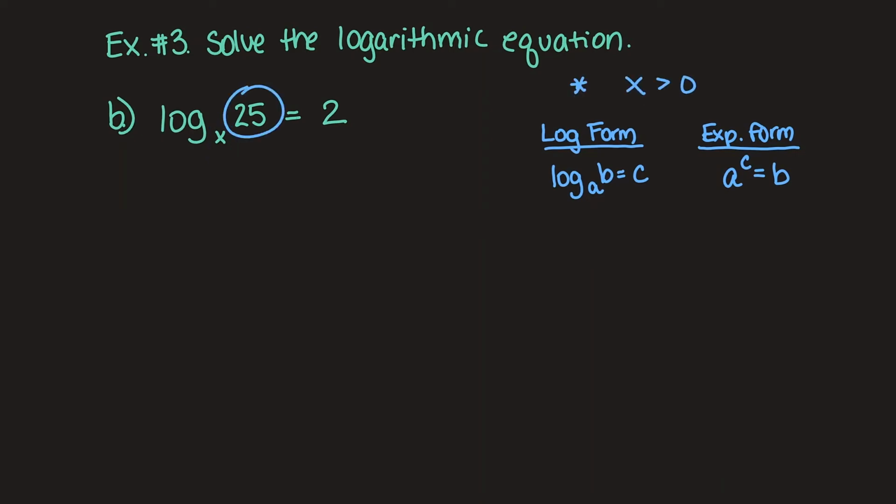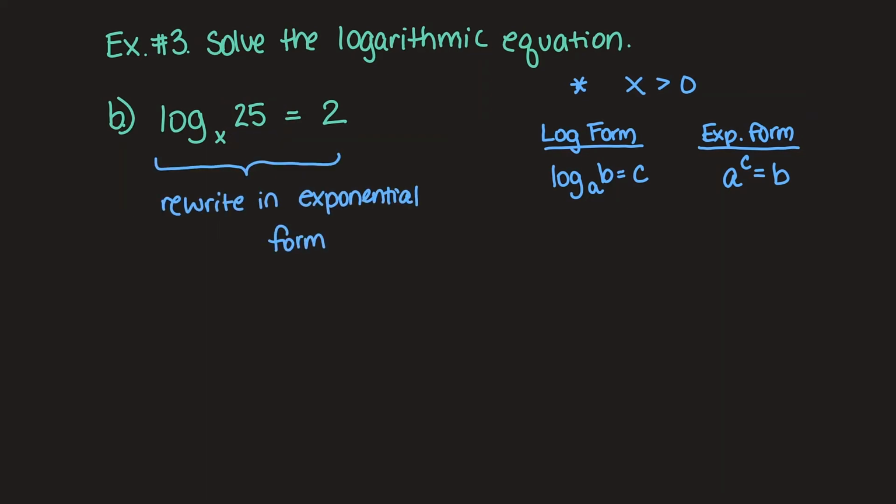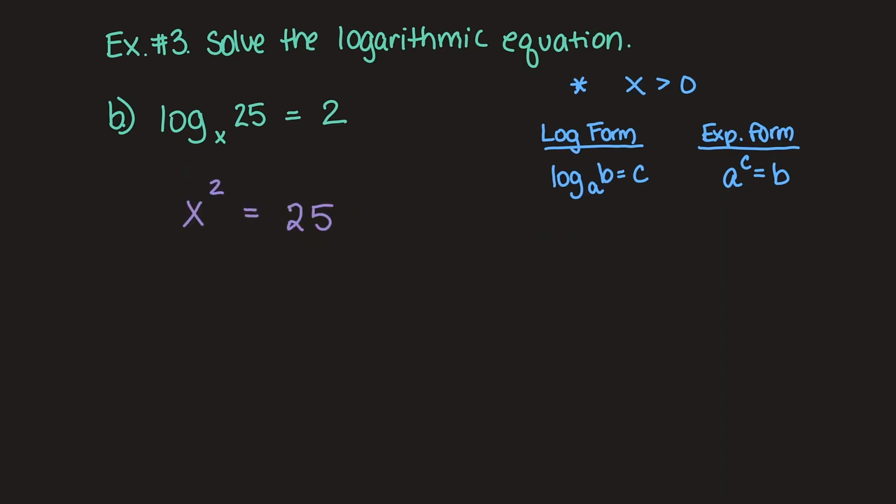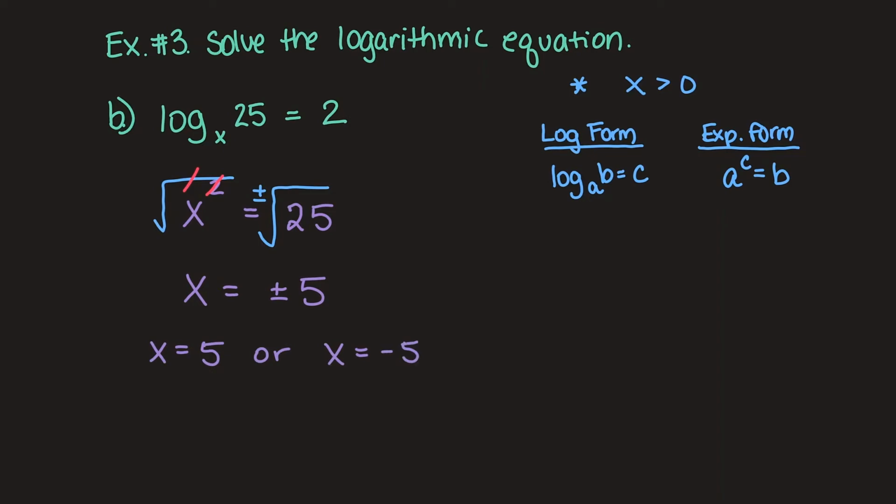The input of the log is greater than 0, so this condition is satisfied. Now let's rewrite this in exponential form. This will be x squared equals 25. And now we solve for x. We can use the square root property to solve this by taking the square root of both sides. This cancels out the square on the left, and we have plus or minus 5 on the right.